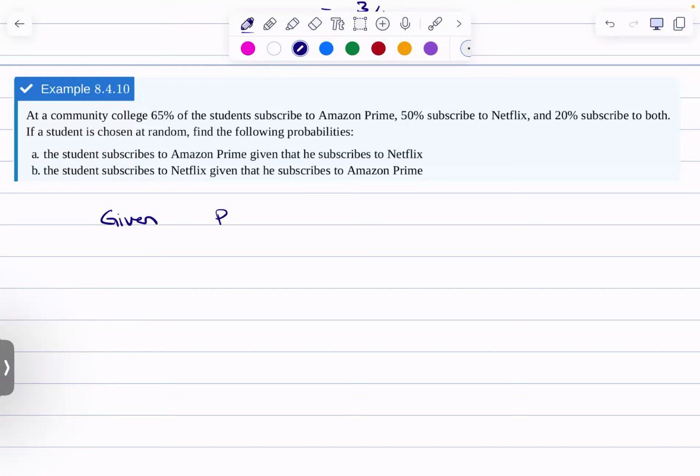So 2 events, E and F, are independent if and only if the probability of E and F is the probability of E times the probability of F. And so we usually only use this property to confirm whether E and F are independent.